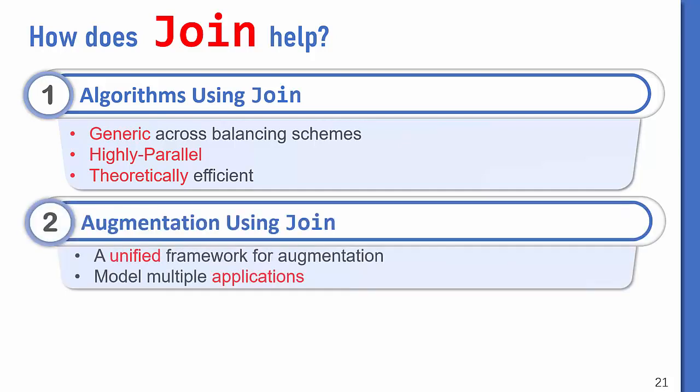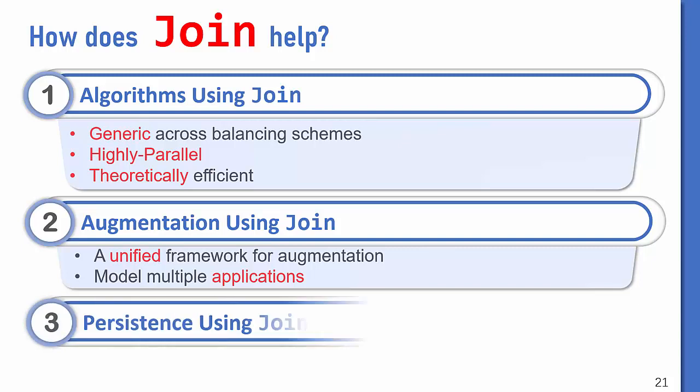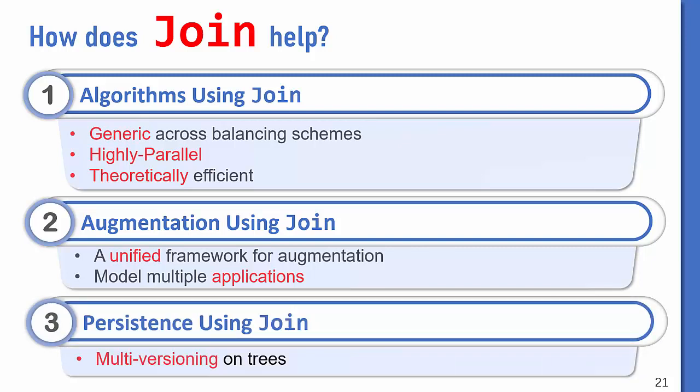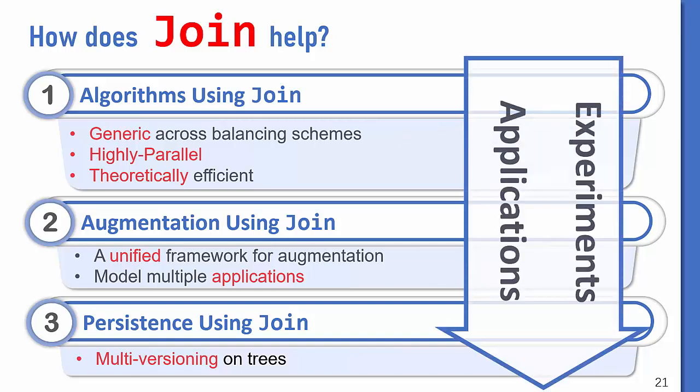Then I'll talk about how to use join to enable a unified framework for multiple augmentations. In this case, we can use different augmentations to support different applications. Finally, I'll talk about how to enable persistence using join, which makes the tree multi-versioned. This is also useful in many real-world applications. Along the way in the talk, I'll also mention some experiments and some applications.